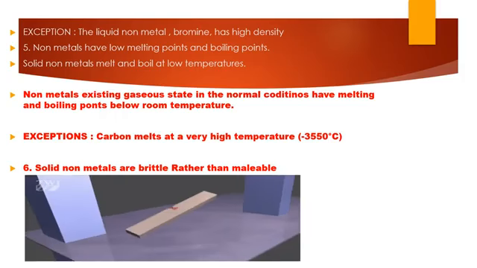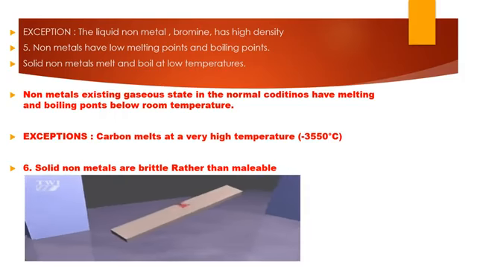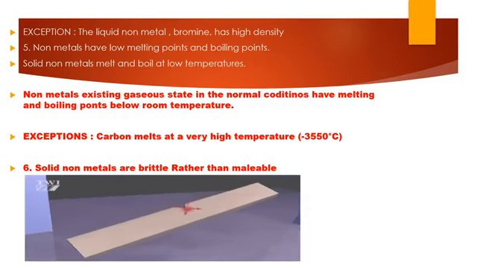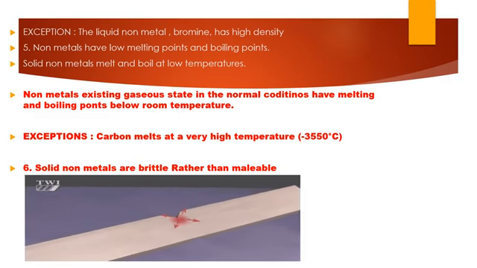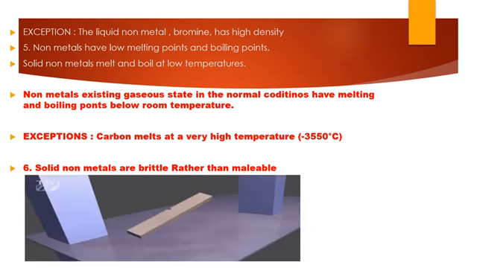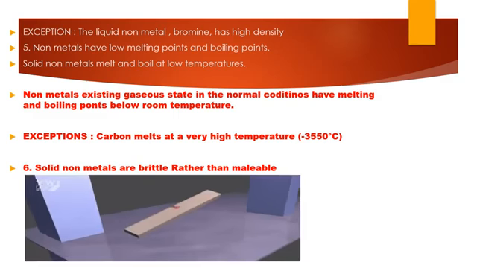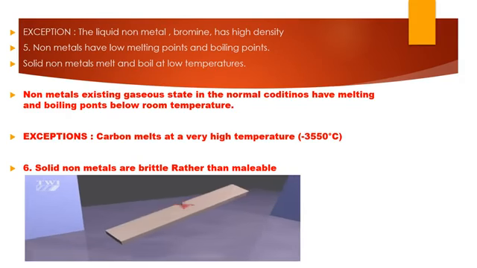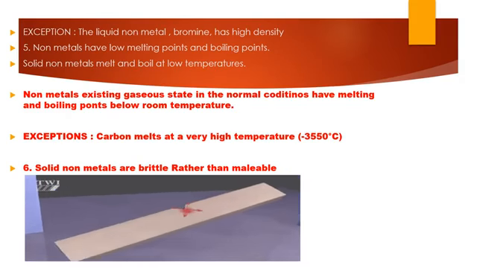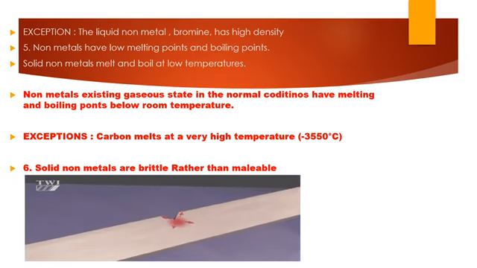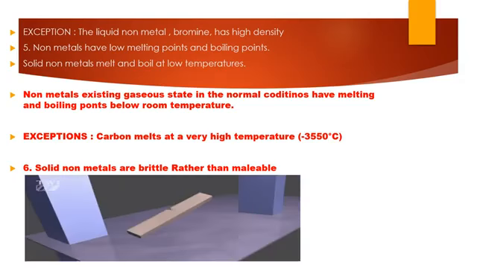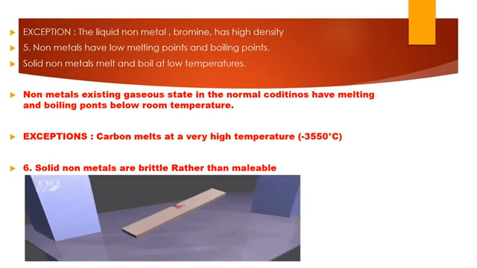We already know brittle. Malleable means we can make thin sheets and wires. So these non-metals are brittle rather than malleable. We cannot make a sheet as well as a thread, but we can break it, it is brittle.